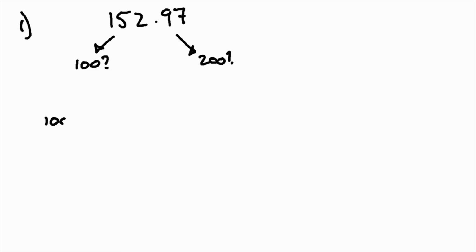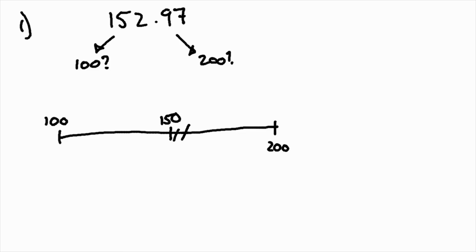So what we could do is write out a number line, put 100, put 200 on, find out where the middle is. So in the middle of 200 is 150. Now everything on this side is going to round up to 200. It's going to be closer to 200. And everything on this side is going to be closer to 100.